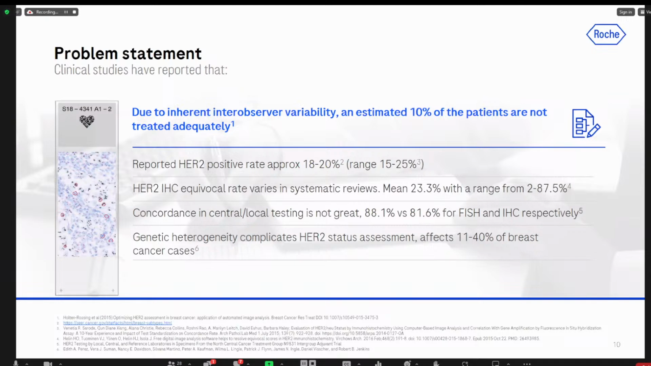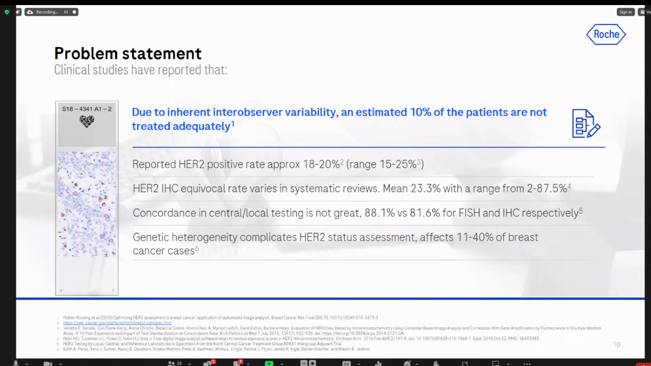And then, of course, there is this genetic heterogeneity that is just a biological feature, and that complicates the HER2 status assessment, both for immunochemical stains and for in situ hybridization. It has been described to be seen in 11 to 40% of breast cancer, and I think this study actually refers to the upper range. We have noticed that the heterogeneity is even more prominent in the HER2-low situation.